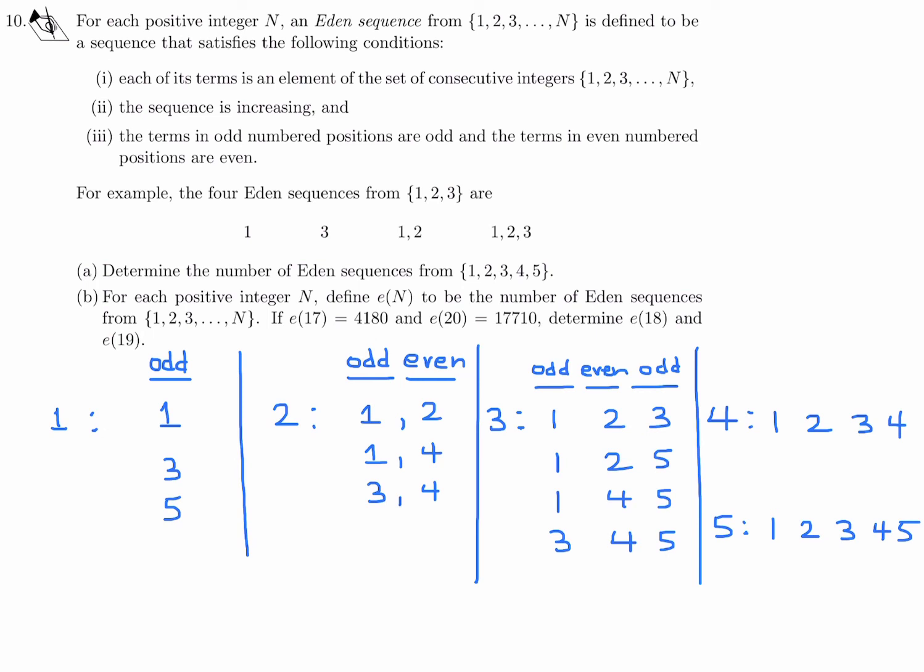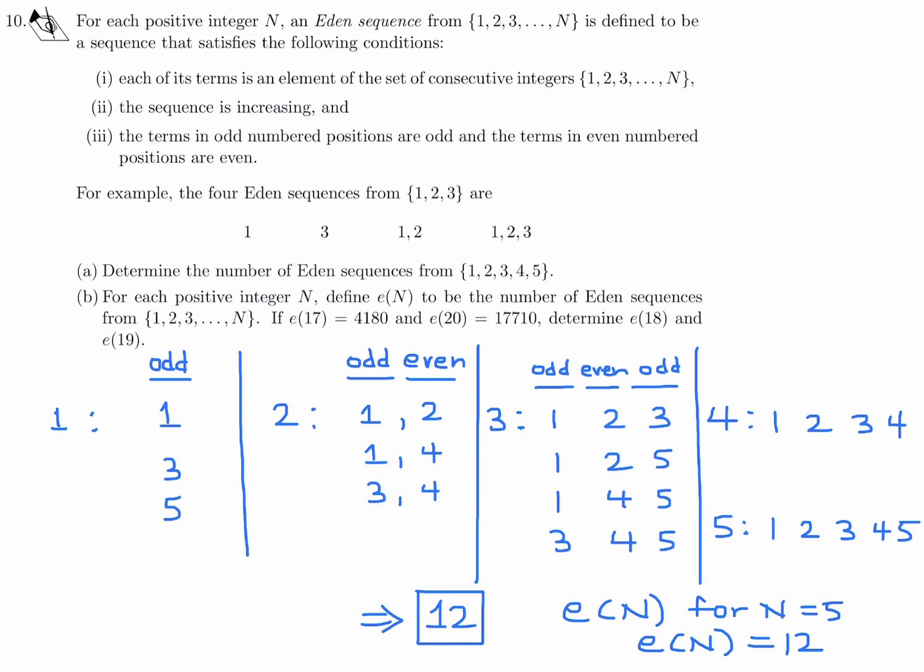These are the only Eden sequences. So how many did I get? I got 3 here, that's 6. Another 4, that's 10. And then 11, 12. So I got 12 Eden sequences for n equals 5. So I can write it in their notation E_n, and for n equals 5, that would mean E_5 is equal to 12. That's how many Eden sequences I found.